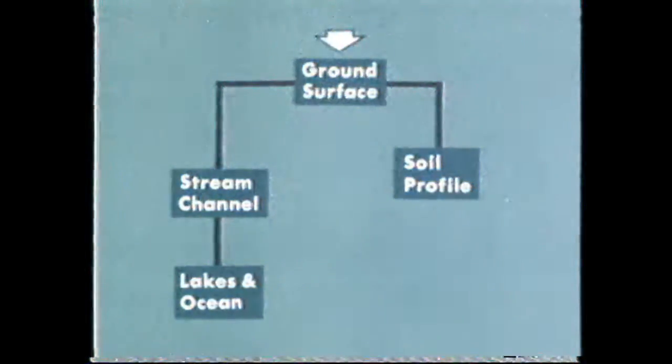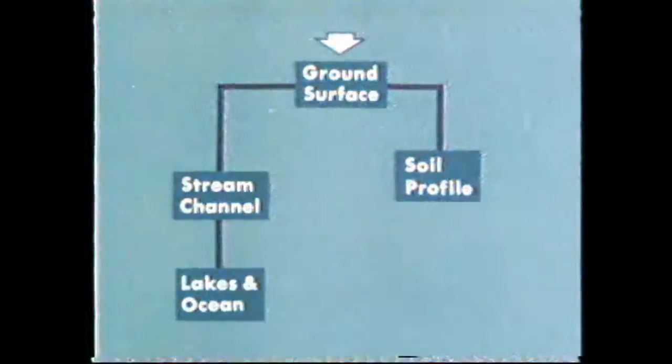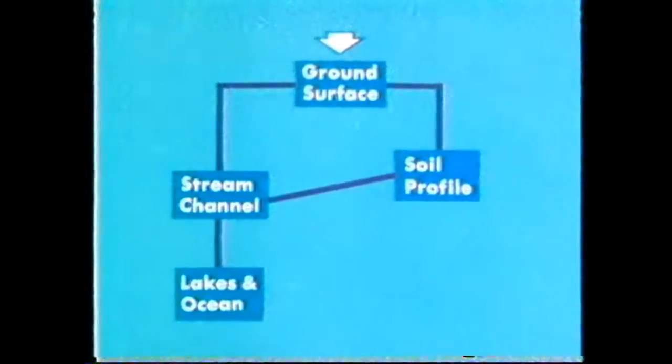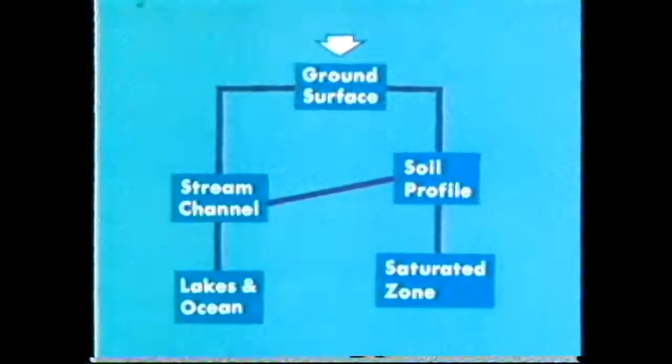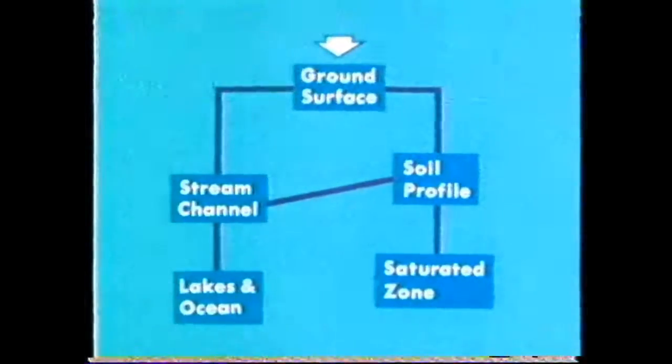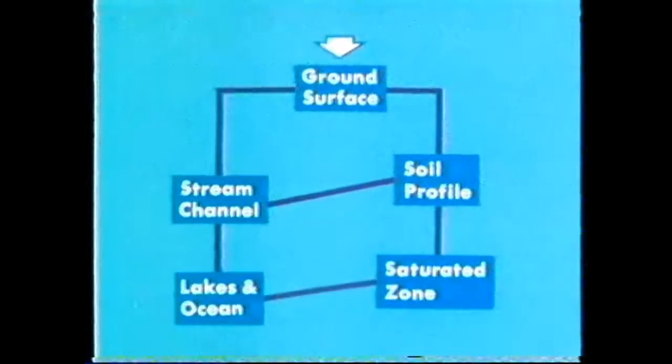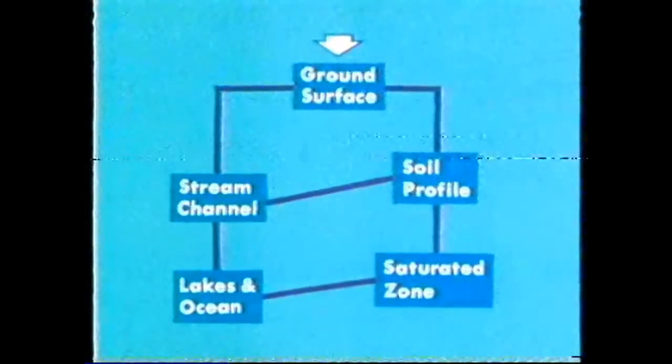Rainwater also soaks into the soil profile. Some of this will escape into the river channels. The rest will percolate into the zone of saturation below. From here, it will escape only slowly into rivers, lakes, and seas.